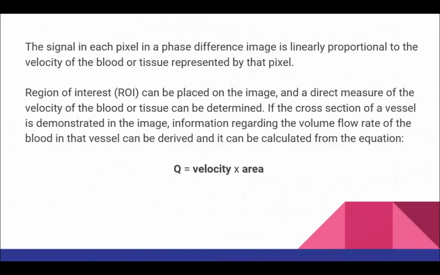The signal in each pixel in the phase difference image is linearly proportional to the velocity of the blood or tissue represented by that pixel. So a cursor or region of interest can be placed on the image and a direct measure of the velocity of the blood or tissue can be determined. If the cross-section of a vessel is demonstrated in the image, information regarding the volume flow rate of the blood in that vessel can be derived and calculated from the equation.